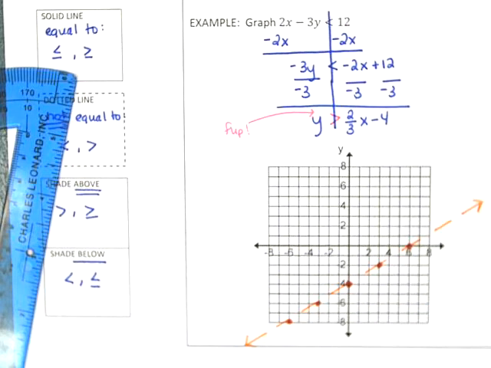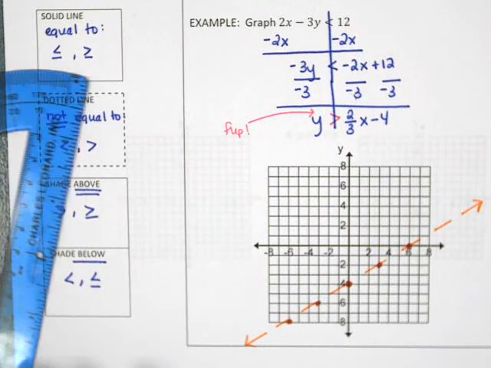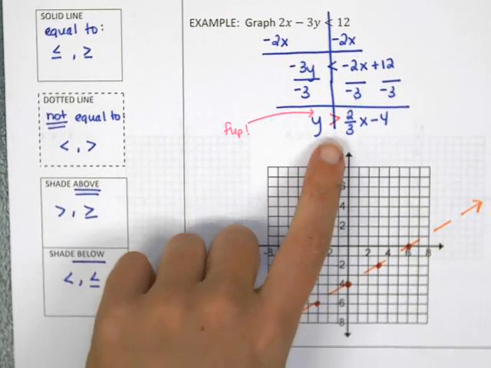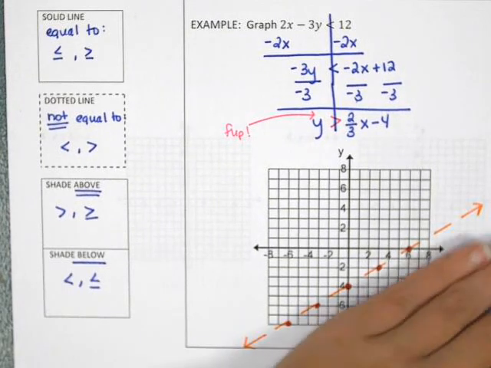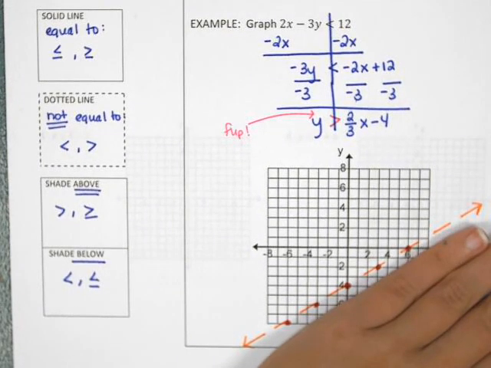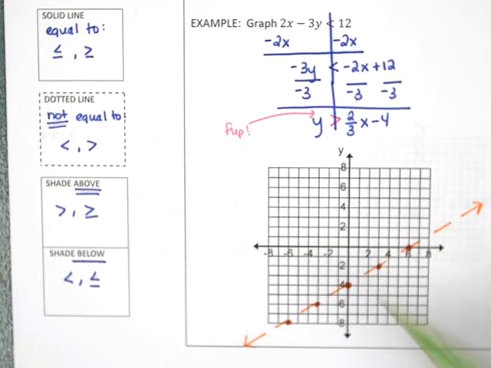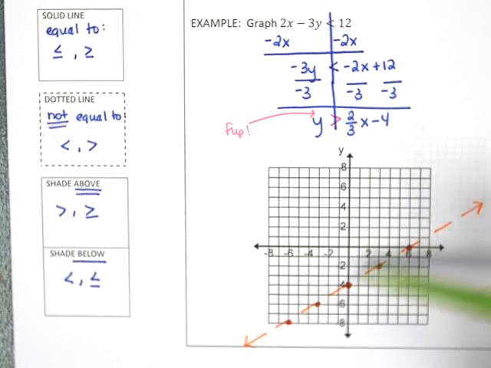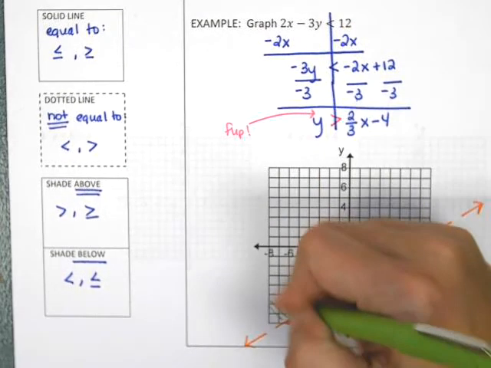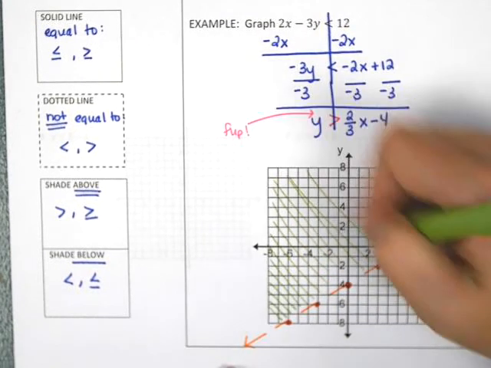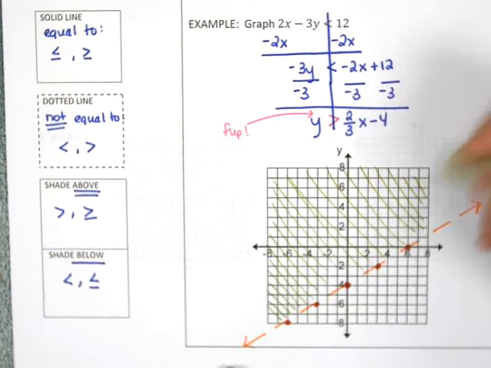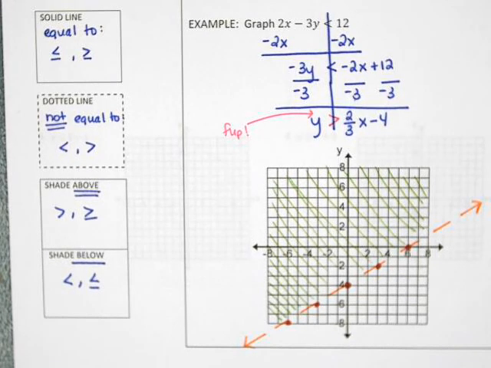The last thing is I need to decide whether to shade above or shade below. This is a greater than. A greater than means I'm going to shade above. So if you think about this as being sort of like a ramp, a slanted ramp, I would be standing on top of the ramp if I was standing up here. I'd be above the ramp. So all I'm going to do is use my pencil or my pen or whatever other writing utensil I have and just sort of shade in by putting slashed lines in that portion of the graph.